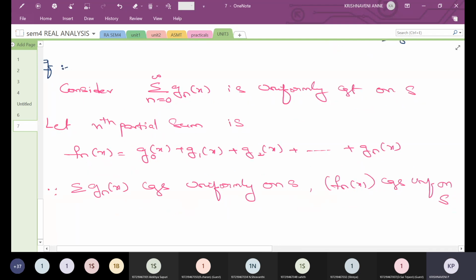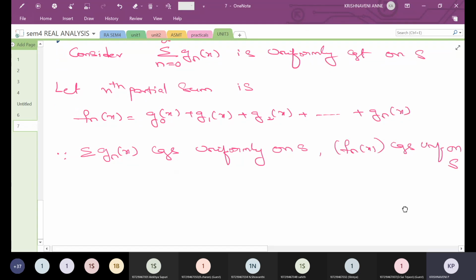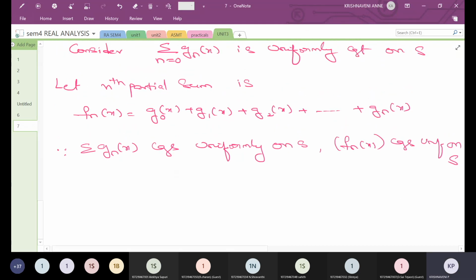Yes or no? Can I write this? Because by definition only, I wrote this one, I didn't write anything extra. Okay, now finish writing the sentence, everyone. Yes. Now, which implies, can I say that the sequence Fn is a uniformly Cauchy sequence?